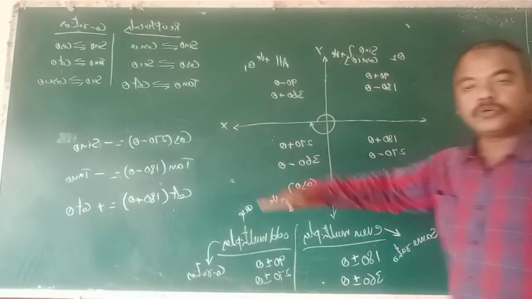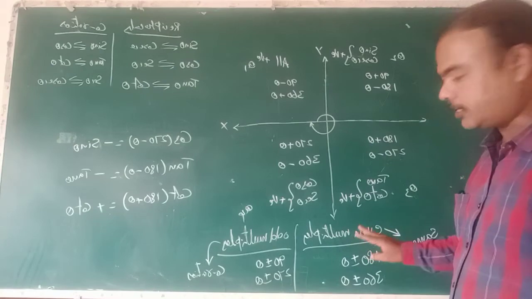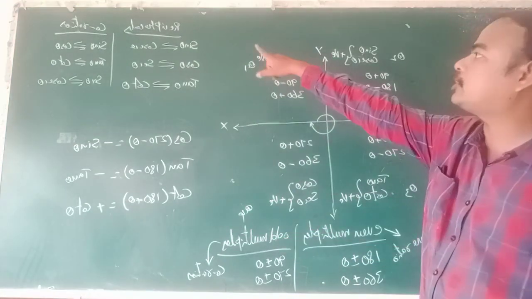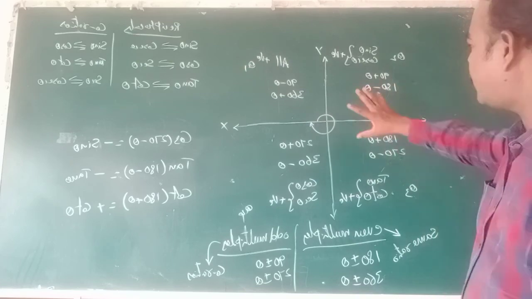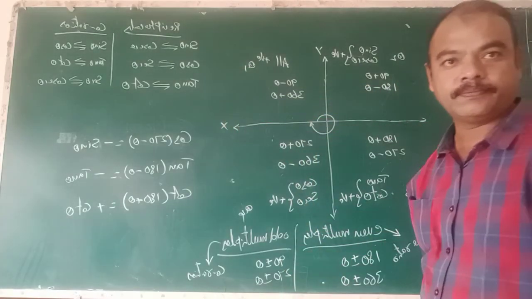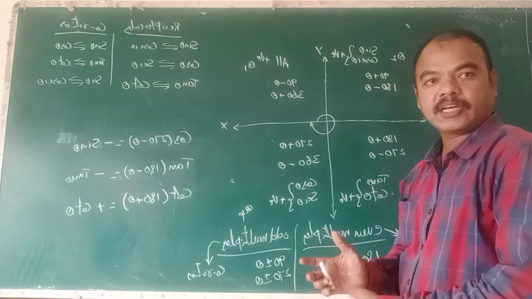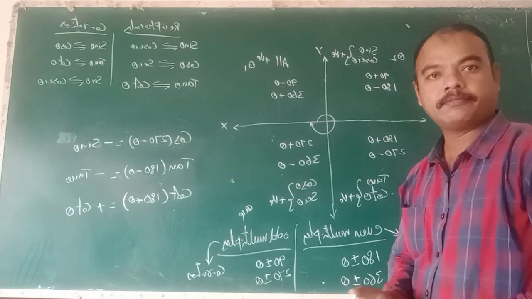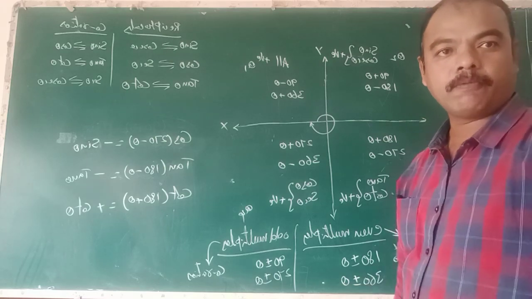Like that. If you know these four basic terms, what are even multiples, odd multiples, reciprocals, co-ratios, and this quadrant system, then you can do it easily. So this is one basic concept in the trigonometric quadrant system. Okay, fine. We will go to the next topic now.